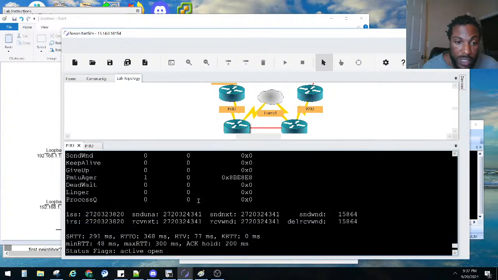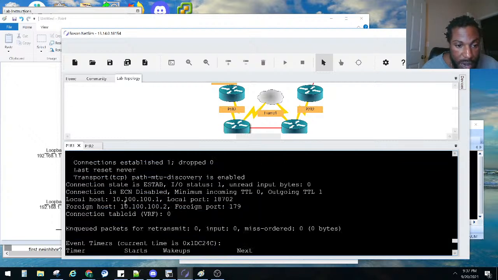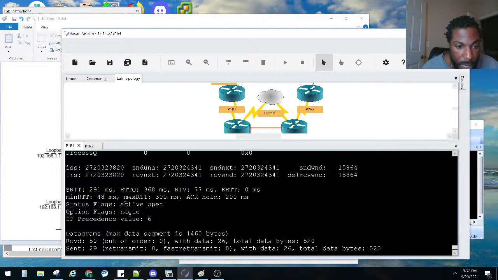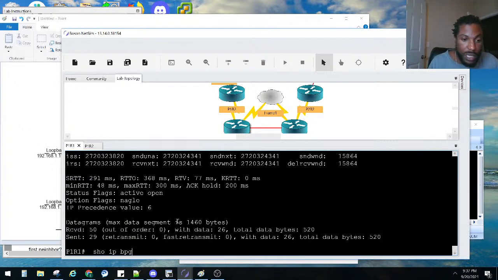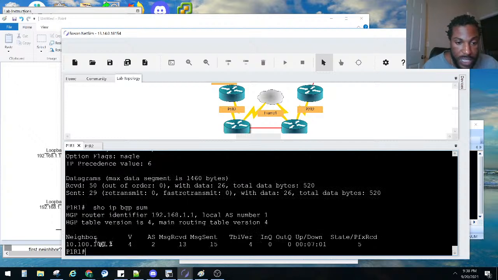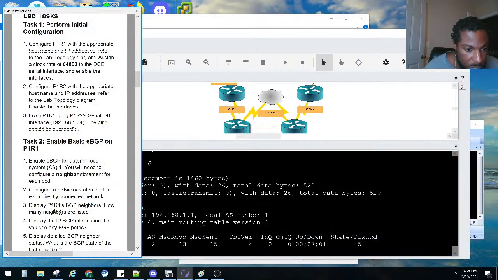All this stuff, right? So anyways, we got just one neighbor. I don't know where it says how many there are, but definitely this is our neighbor. Is there one that just says how many neighbors we have? No. What do we do? Show IP BGP summary. This lets us know in concise information that we have just one neighbor right there.